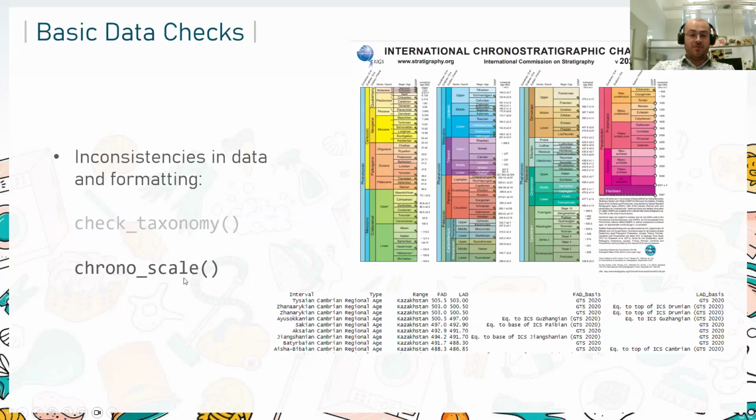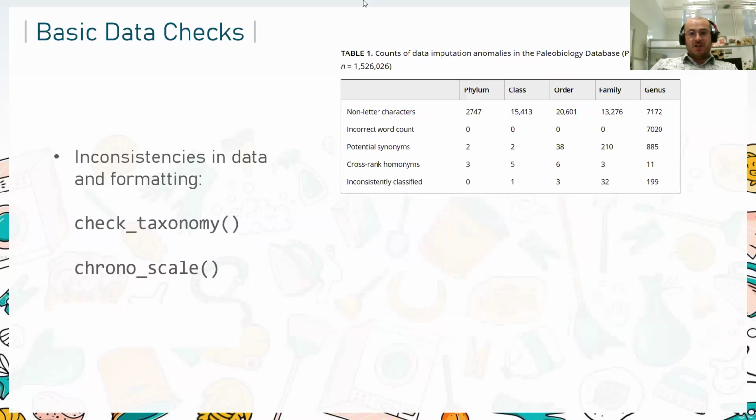So we take our data, we run it through these two functions, and hopefully we get something where the taxonomy and the chronostratigraphy, even if it's not free from errors, is at least consistent between every occurrence in the data set. Just to show kind of the scale of this, this was when I ran these functions on the entire PBDB a few years ago. Most of these non-letter character flags are actually for the way the Palaeobiology database records no higher taxonomic levels, so they use underscores. So it's a little bit weird. It's not necessarily wrong, but it's things we can look out for in our analyses.